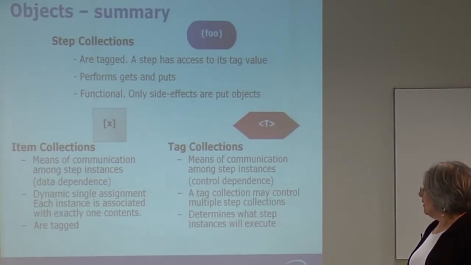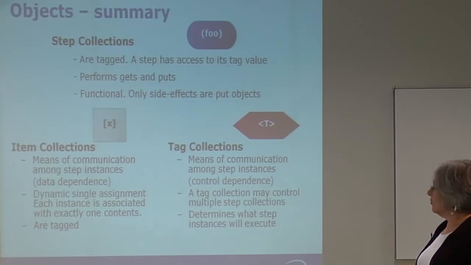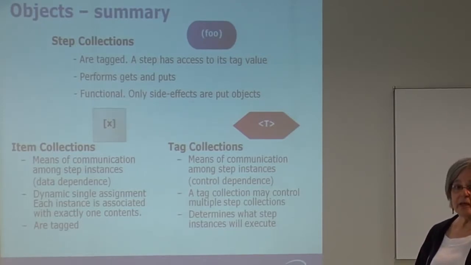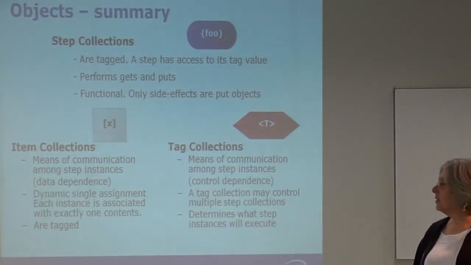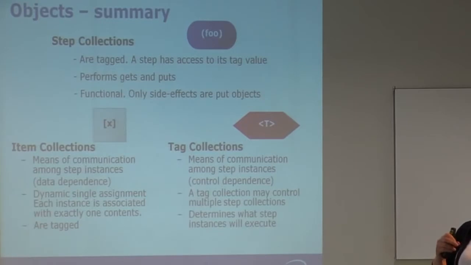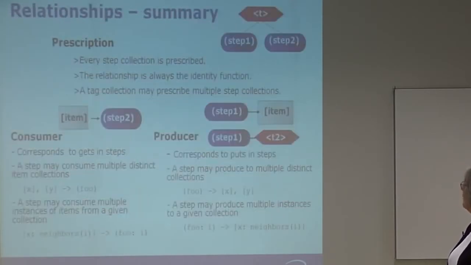So they have to be in this dynamic single assignment form, and the items are also tagged. And the tags are the means of communication that represents the control dependence. And that creates our ability to distinguish the if from the when something's going to execute. I guess that's it there.